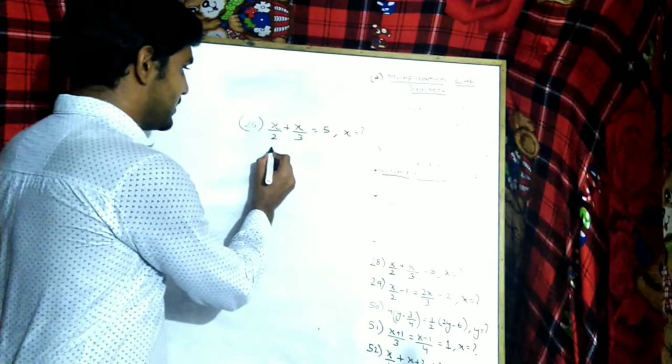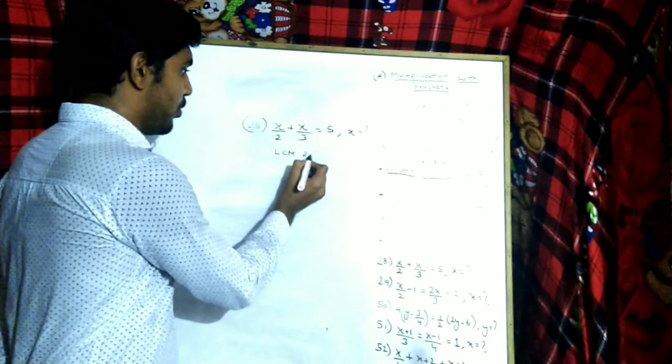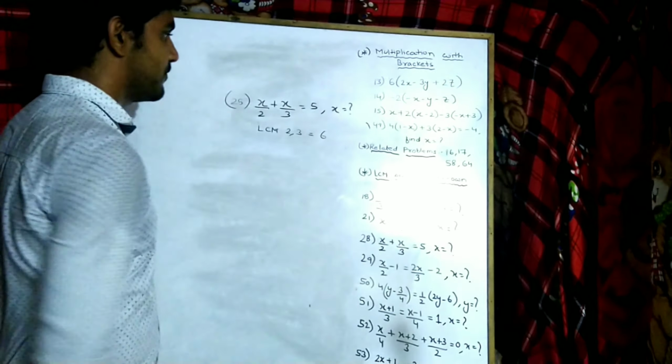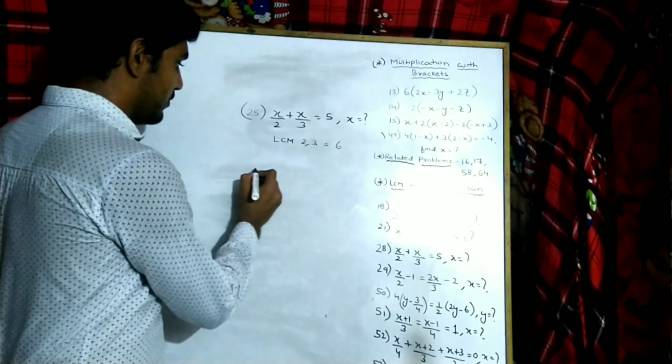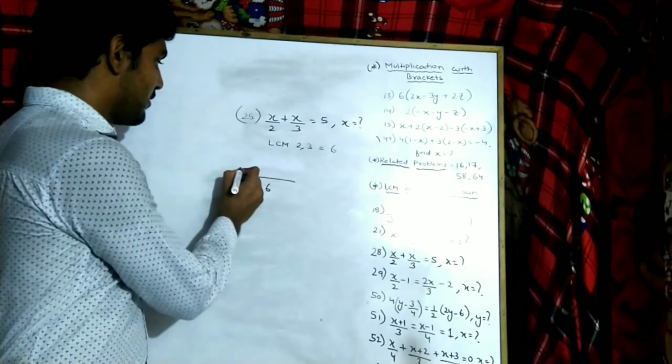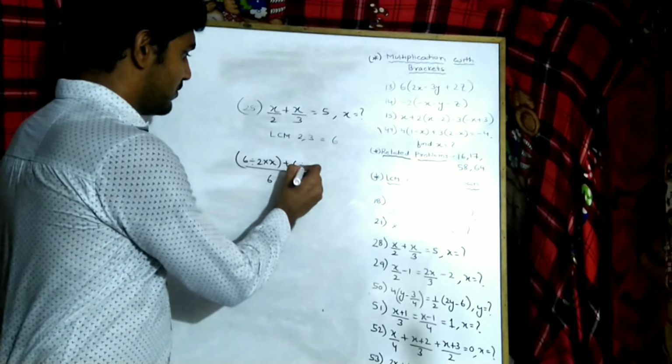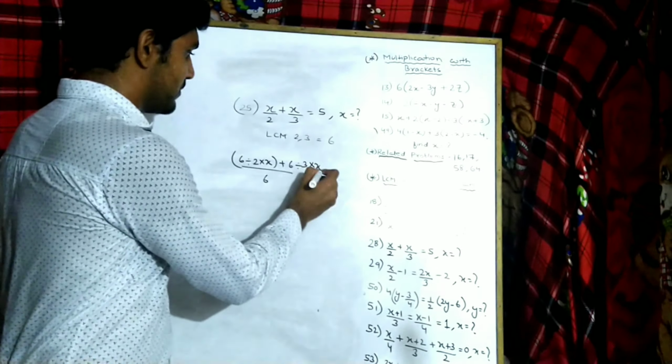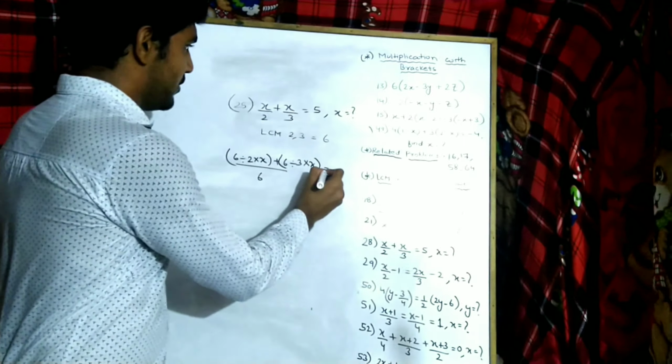First, the LCM. We have to take 2 and 3. What is the LCM? 6. Now 6 is the LCM. So 6 divided by 2 into x, plus 6 divided by 3 into x is equal to 5. You can write like this. This is the first method. Second method I will tell you a simple way.